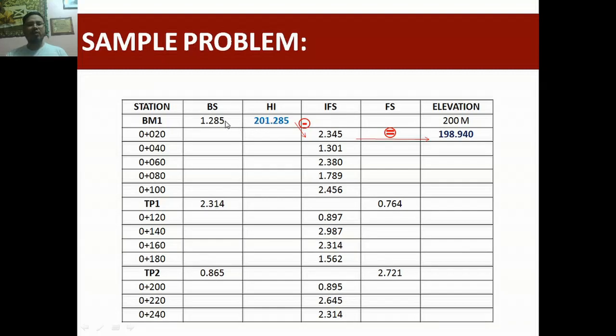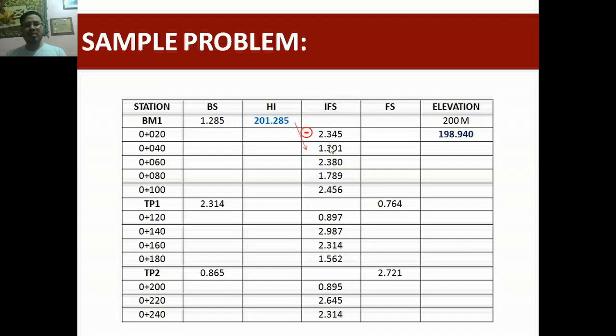Now, I will share with you that whenever there is a backsight, there is a height of instrument. If there is no backsight, like these stations, there is no height of instrument data. The data that has a backsight has a height of instrument. So which stations are these? Benchmark 1, turning point 1, turning point 2, and all the turning points have backsights, so they have heights of instrument. Since this is instrument position 1, the next thing to do is the same instrument position or same height of instrument minus the intermediate foresight.